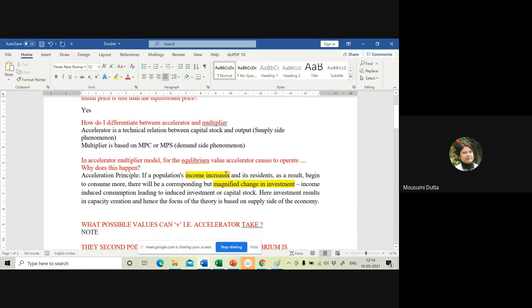Now, if it is an interrelationship between income and investment, and you think about the equilibrium position when income remains constant, is there any chance that the accelerator principle will be able to work? We are considering investment as a function of Y, this kind of thing.